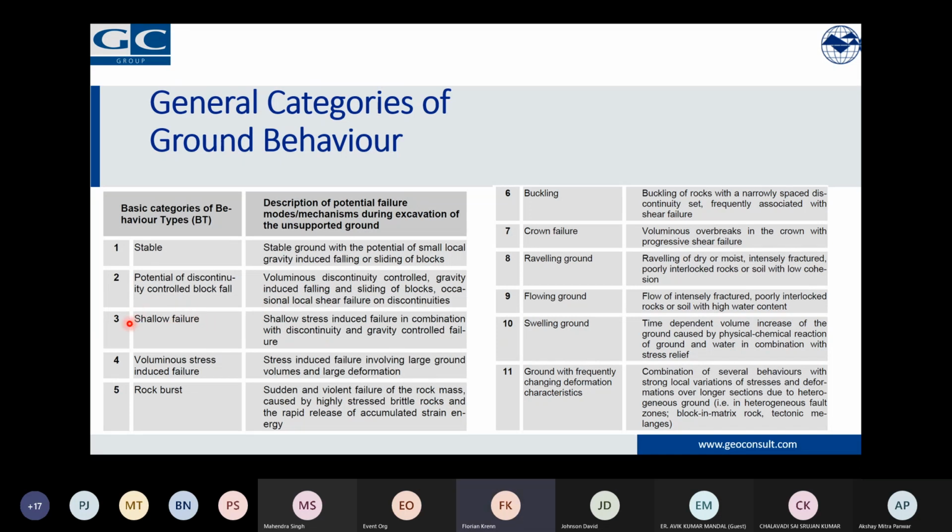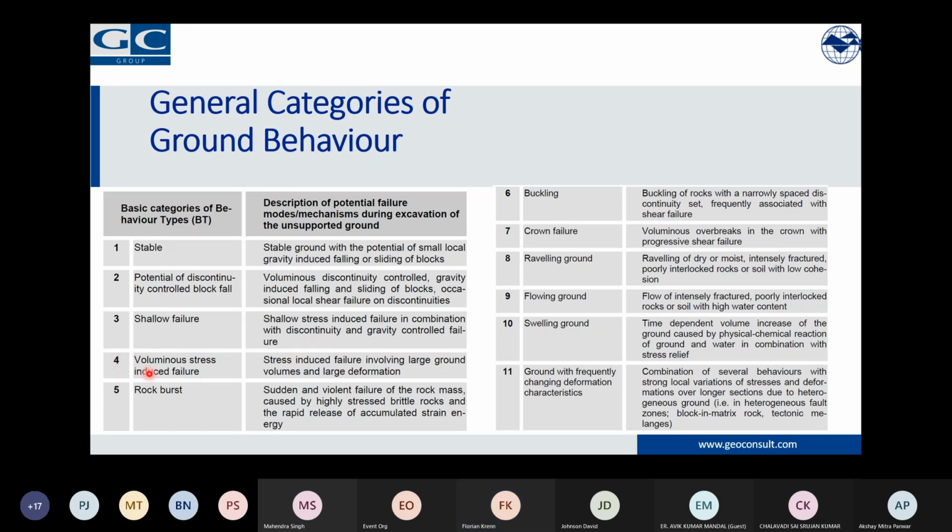Then comes the shallow failure. Now, failure means already that something is failing. A failure criterion or strength criterion would come into the picture in this behavior type already. So it's described as a shallow stress-induced failure in combination with discontinuity and gravity-controlled failure. So usually these things are interrelated and can also trigger each other.